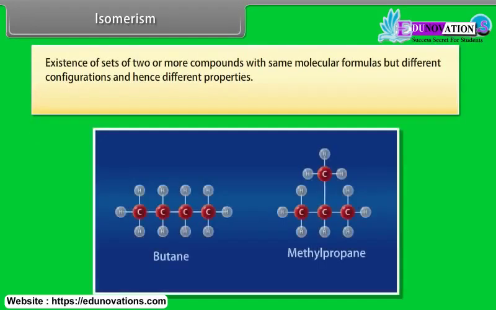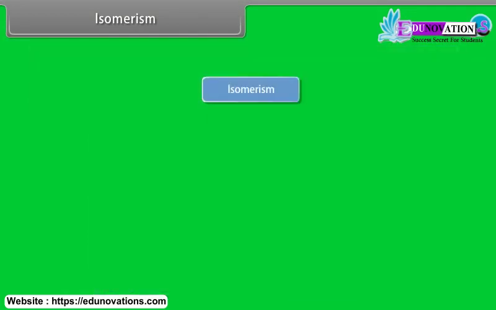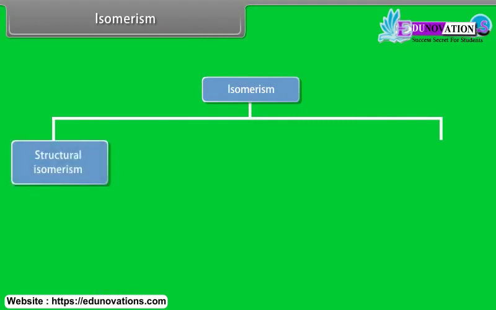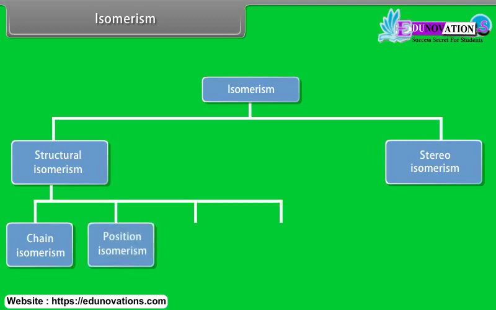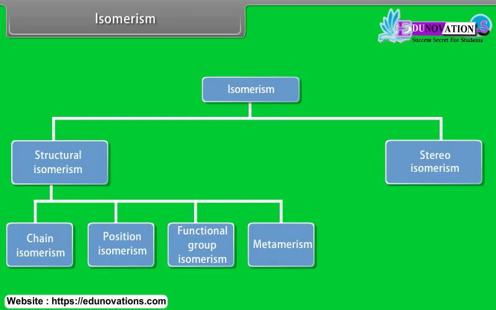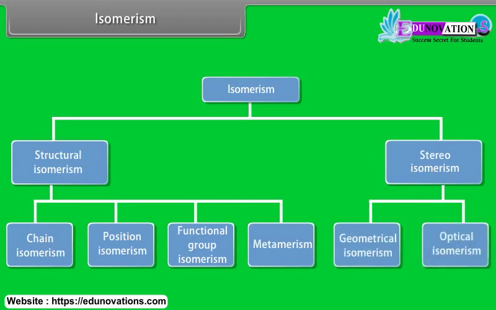Isomerism. Existence of sets of two or more compounds with same molecular formulas but different configurations and hence different properties. The compounds are called isomers. Different types of isomerisms are: isomerism can be grouped into structural and stereoisomerism. Structural isomerism can be subdivided into chain isomerism, position isomerism, functional isomerism, meta-isomerism. Stereoisomerism further categorized into geometrical and optical isomerism.